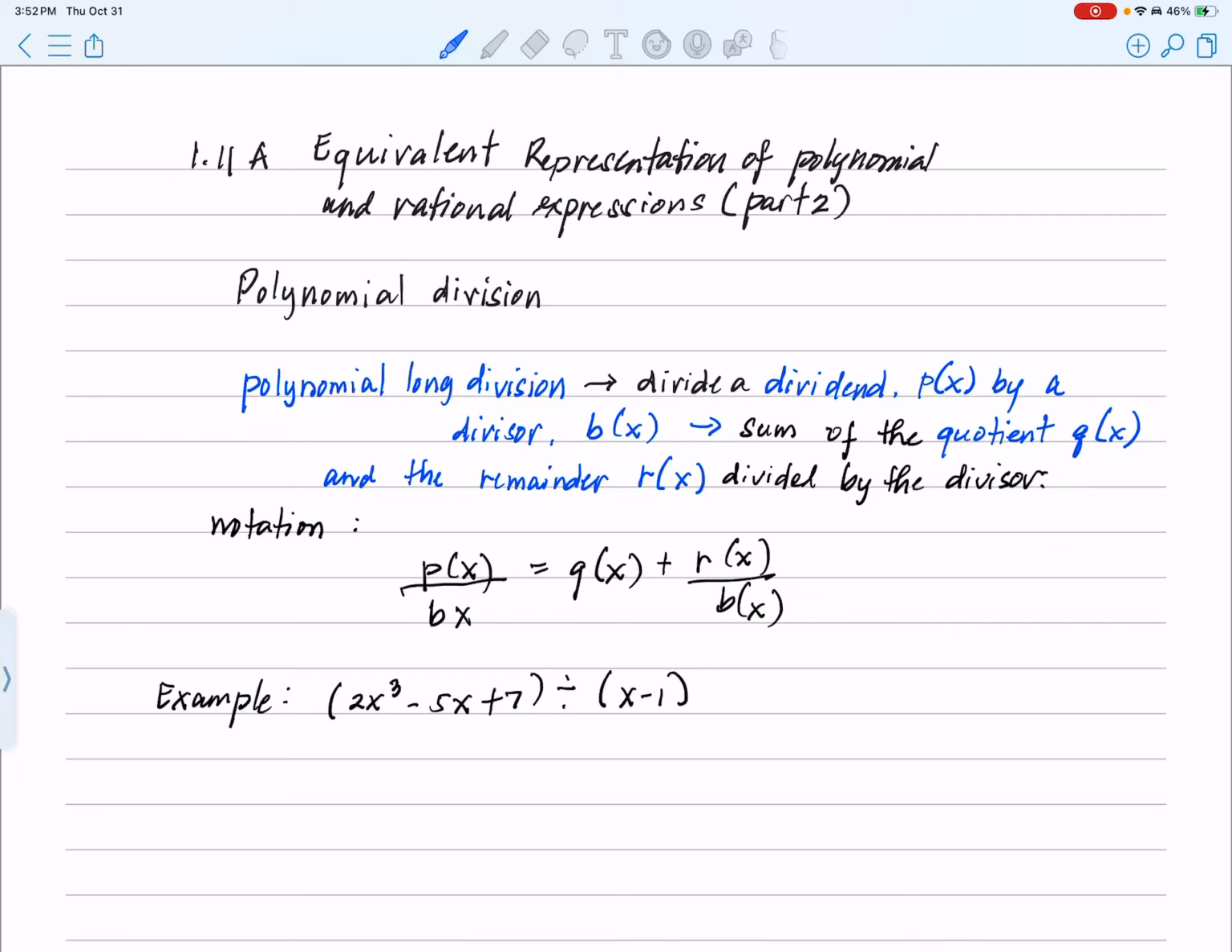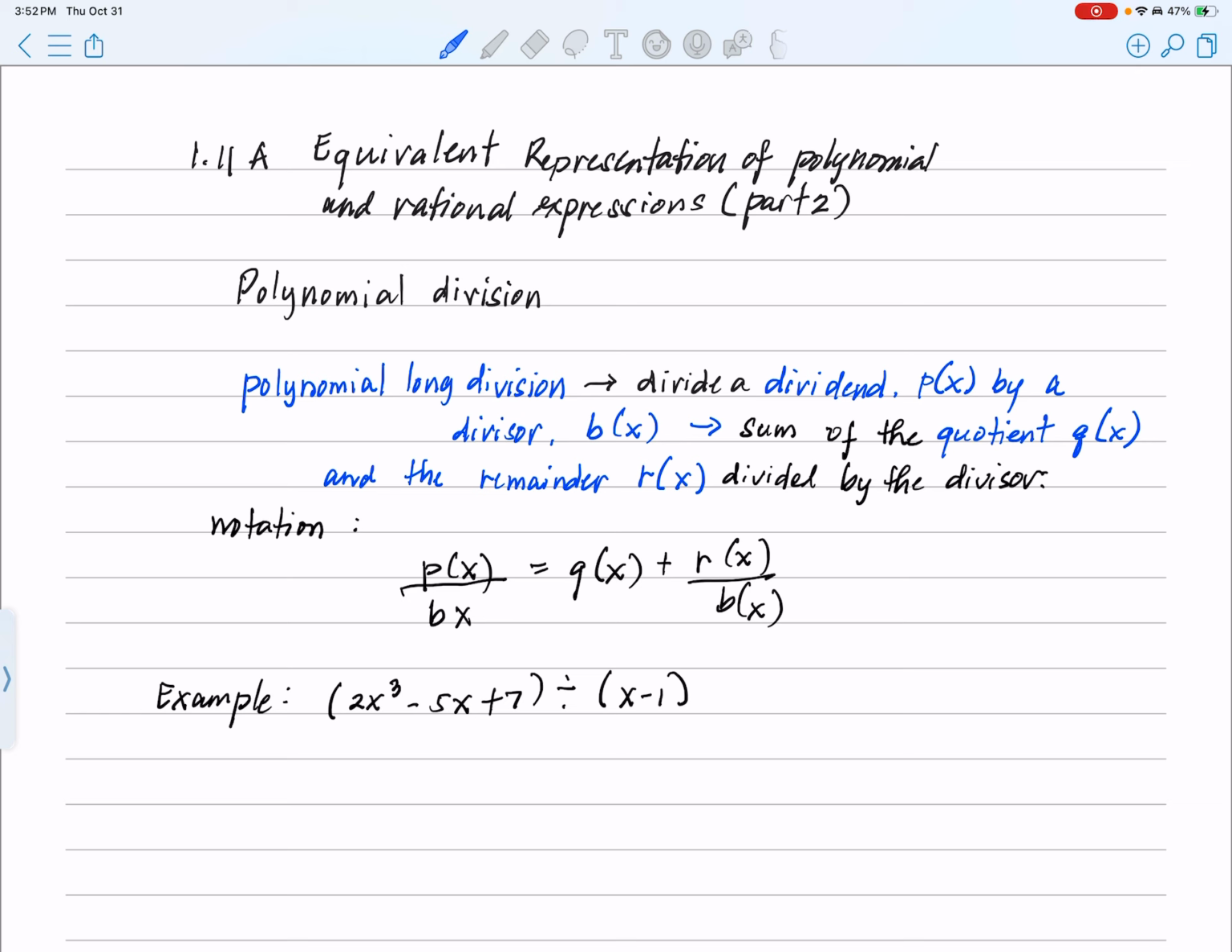Welcome to Matematika. Today we're going to do part 2 of 1.11a, equivalent representation of polynomial and rational expressions. In this part, we're going to focus more on polynomial division.